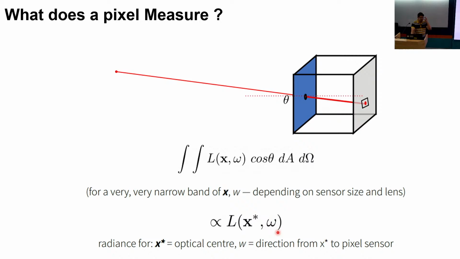Any question? Optical center, like every lens has an optical center from which the light passes. Yeah, so basically here we have a camera lens.